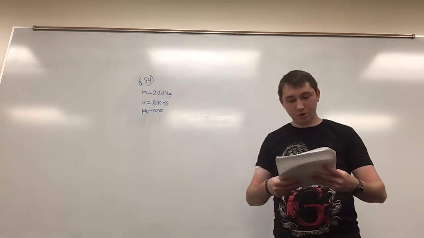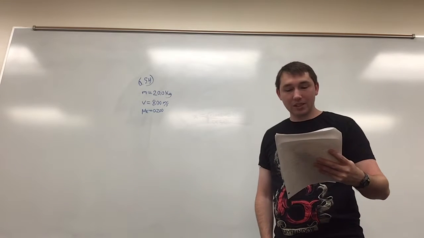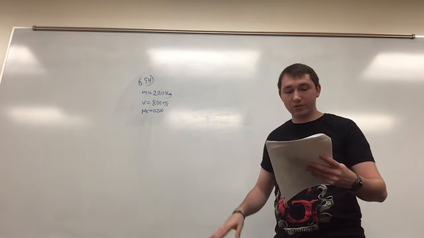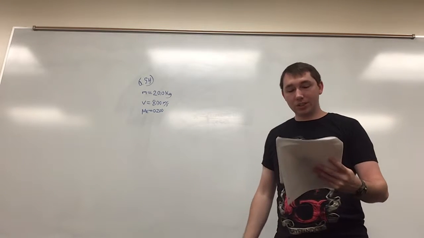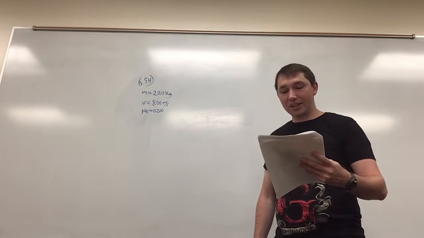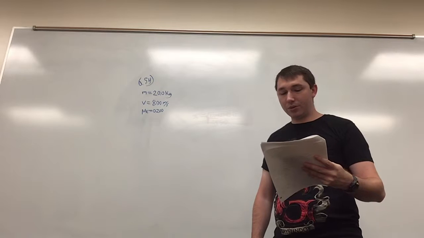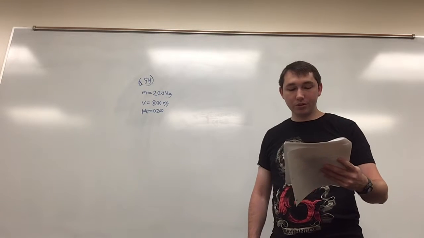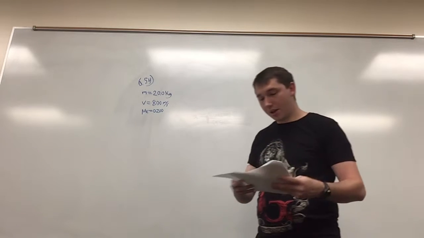Alright, so this time we're doing problem 54 from chapter 6. And the problem says, a 20 kilogram rock is sliding on a rough horizontal surface at 8 meters per second and eventually stops due to friction. The coefficient of kinetic friction between the rock and the surface is 0.200. What average power is produced by friction as the rock stops?